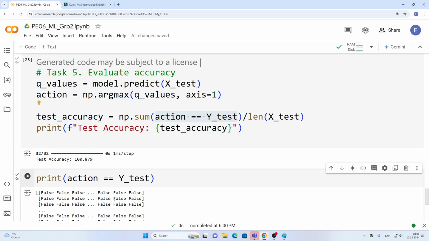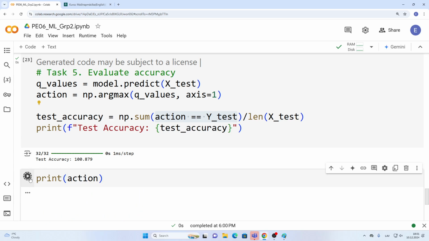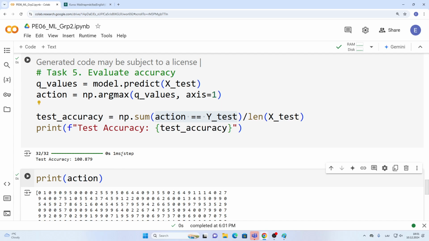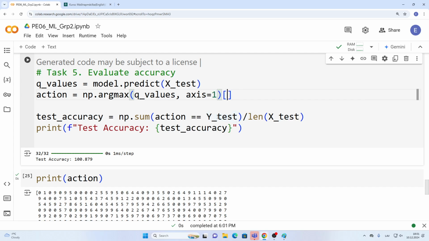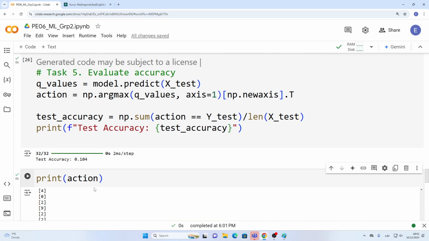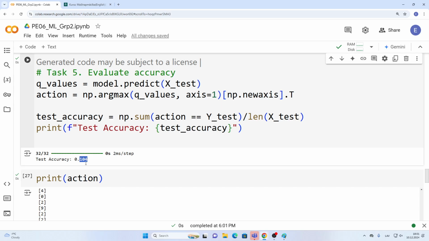And that happened. Print action. Wait, but it actually didn't change. I didn't change it. Yes, I have shown how to do that, but I didn't change it itself. So what I need to do now is to say numpy new axis and transposed. Now it is a column, and the accuracy, as you can see, is just 10%.